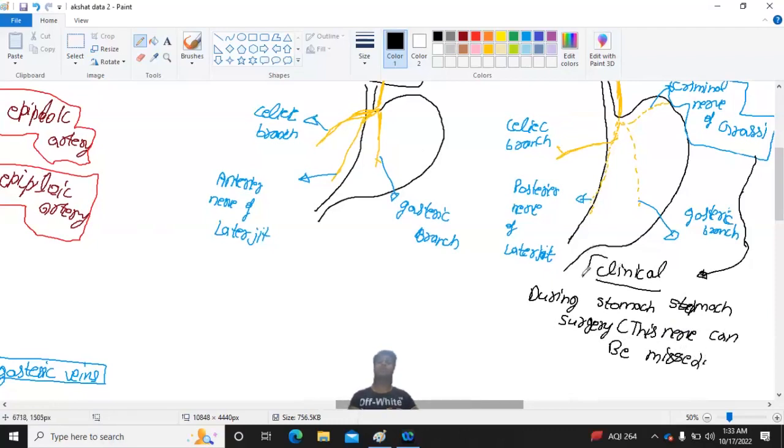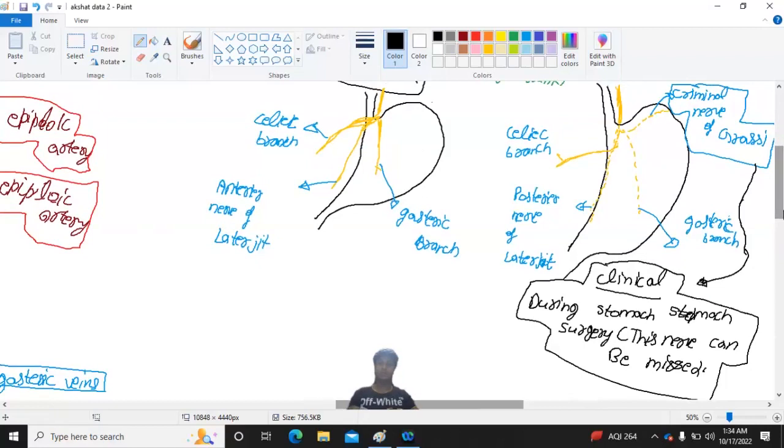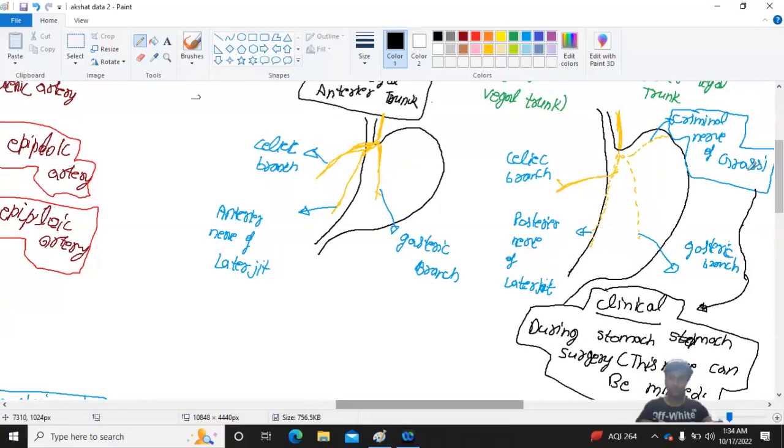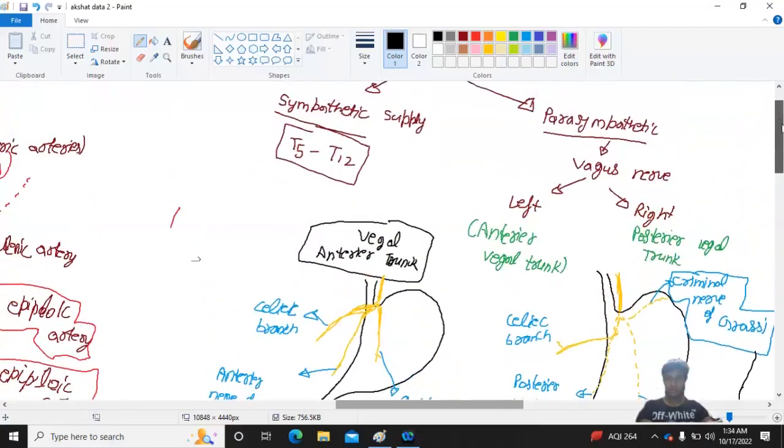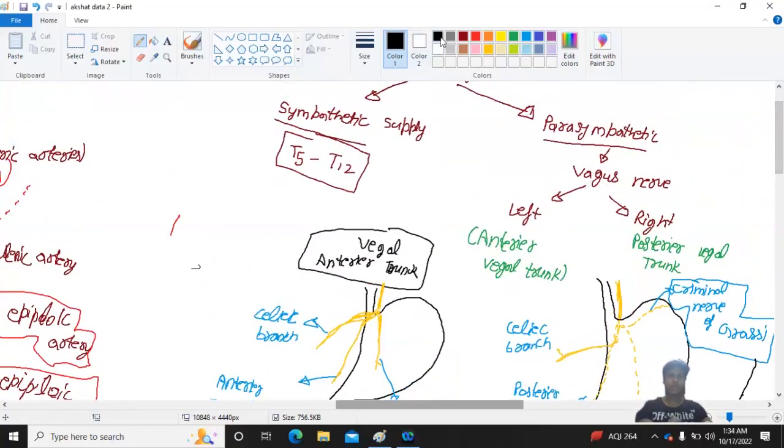The cranial nerve of Gracie. This is the anterior and this is the posterior vagal trunk. This is posterior, and this is anterior. So this is the nerve supply of the stomach.